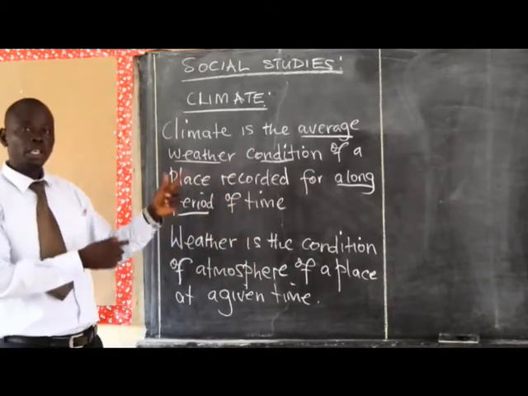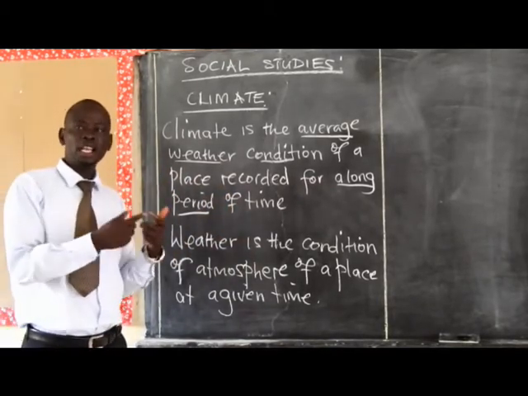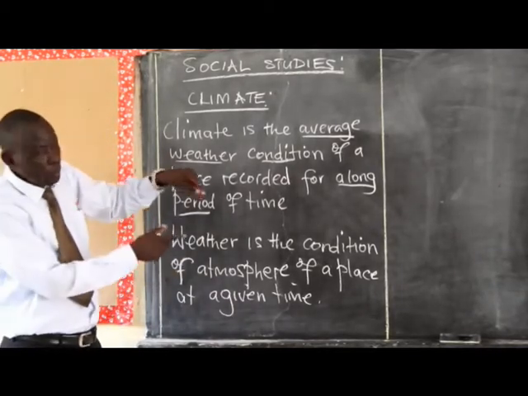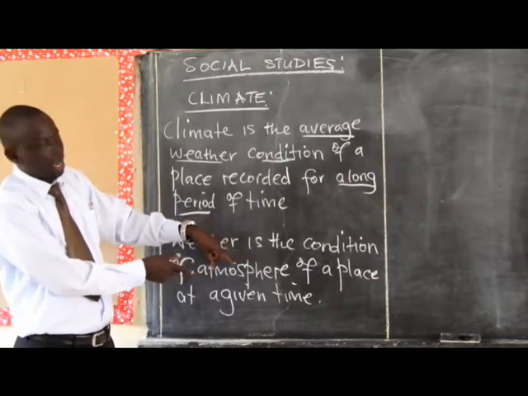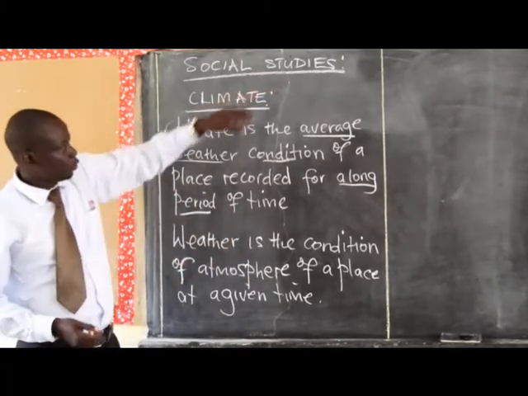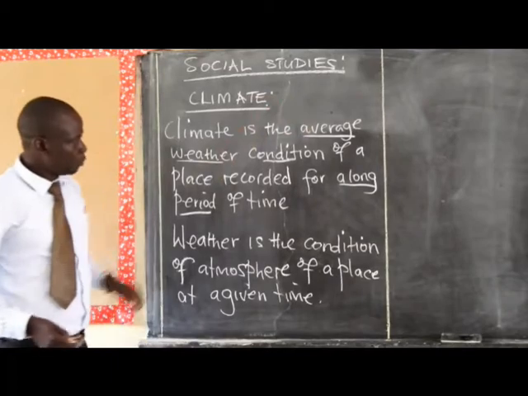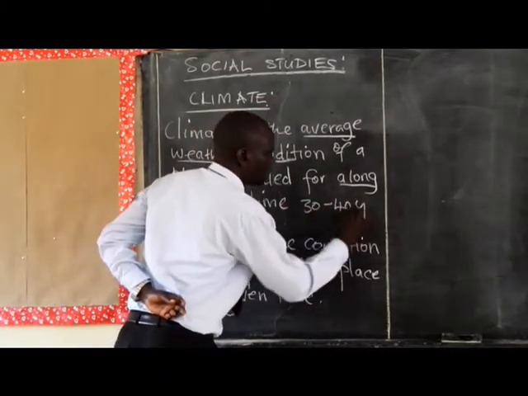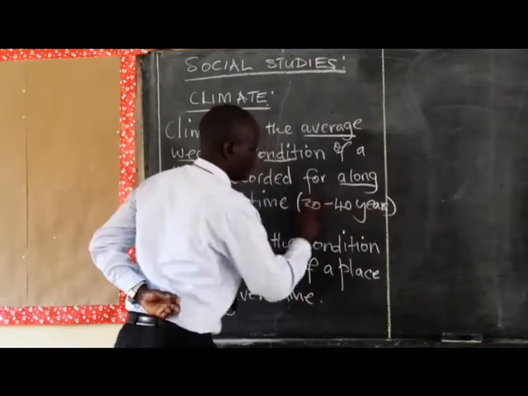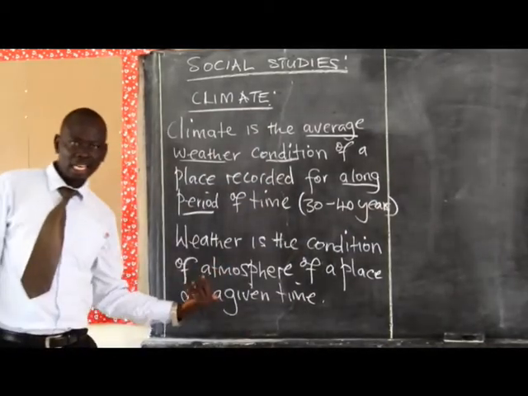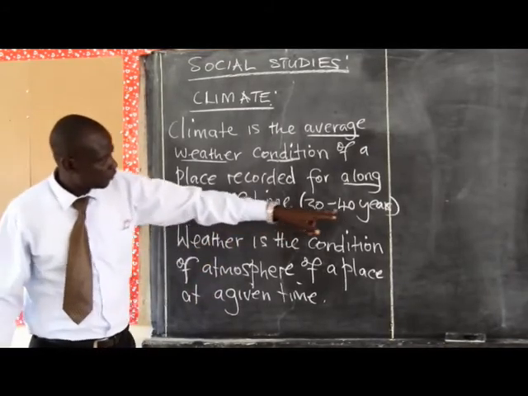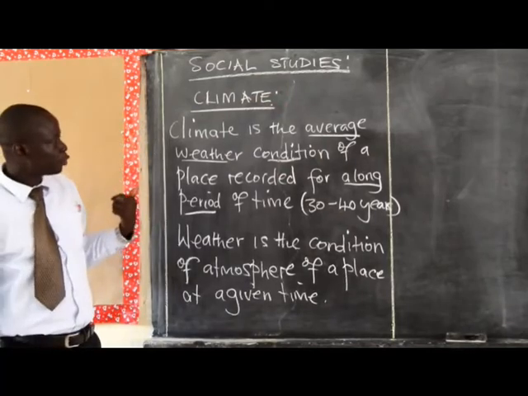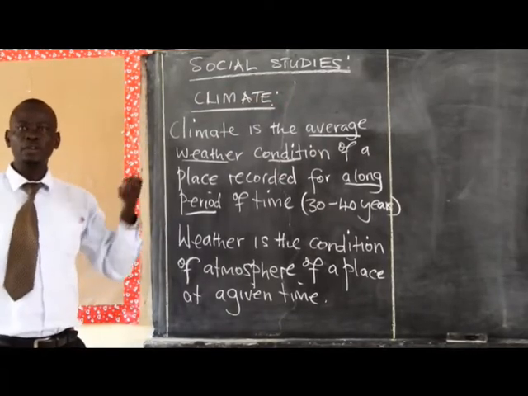Now with weather, we keep on recording these elements daily, and it takes a short period of time. Now, what we record daily after a long period of time is what we make the average. Now the long period of time here, we are talking about 30 to 40 years. So we record weather daily. Now, after this period of 30 to 40 years, we make the average of the recordings. Then we are able to determine the climate of that place.